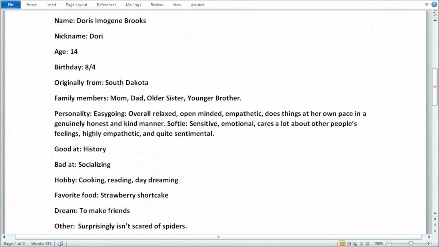So after name, I have nickname, age, birthday. I usually just pick a random day for the birthday. I never put too much thought into it, unless I know I want their birthday to take place during a certain time of the year because it's important story-wise. But if it's not really important for the story, I usually just pick a random day and month. I did include originally from in Doris's profile and some of the other characters' profiles because they do move in my story quite a bit. So I kind of keep track of where they've lived just to help me keep things more mentally organized. Then I have family members.